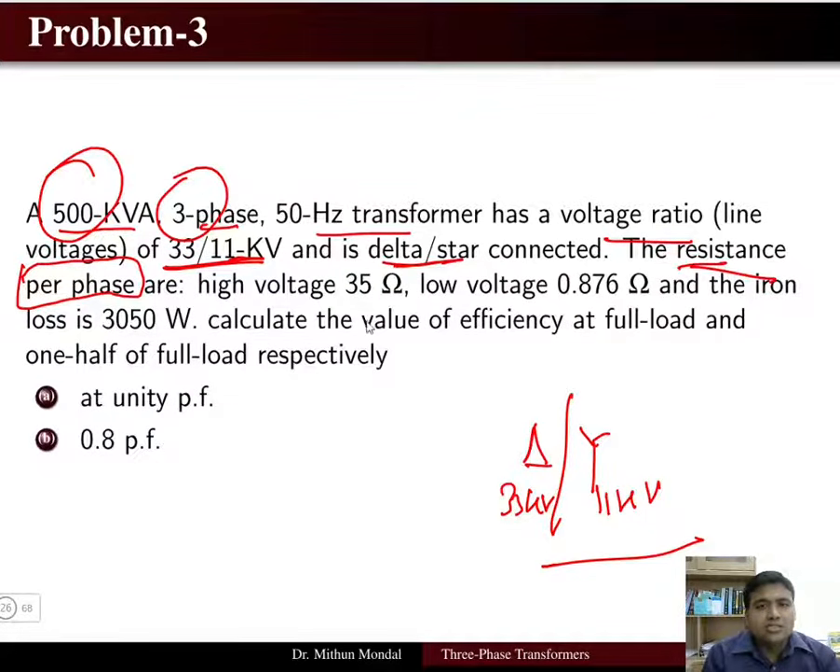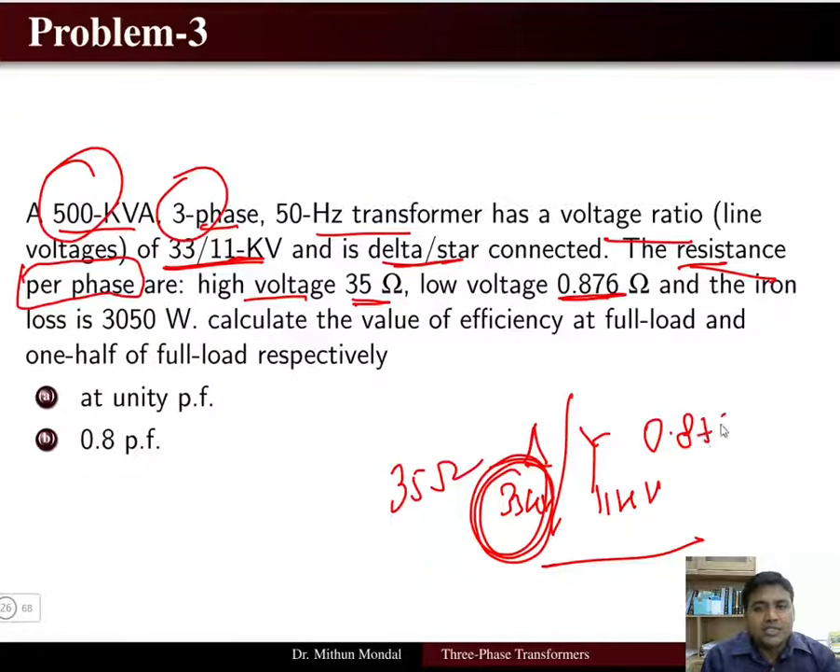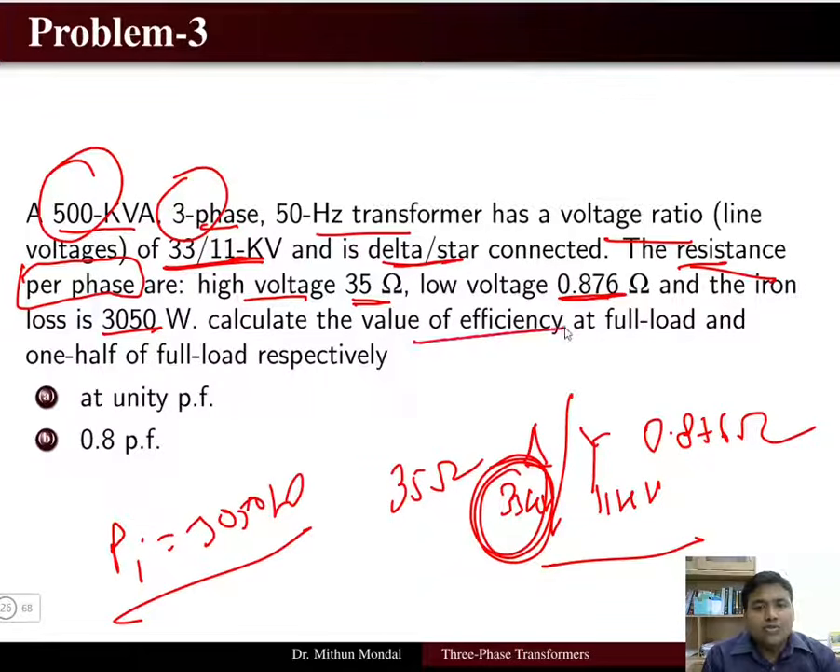So the resistance on the high voltage side, which is the 33 kV side, is 35 ohms, and on the low voltage side it is 0.876 ohms. Here you have 35 ohms and on this side you have 0.876 ohms. Iron loss is given as 3050 watt. Calculate the value of efficiency under the full load condition and one half of the full load condition at different power factors. One is unity power factor and the other is 0.8 power factor.